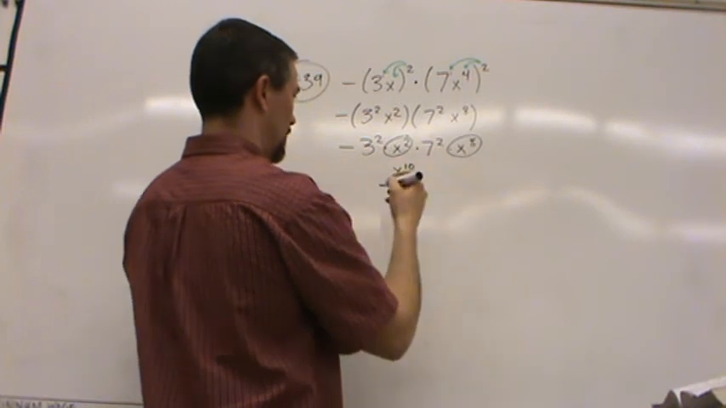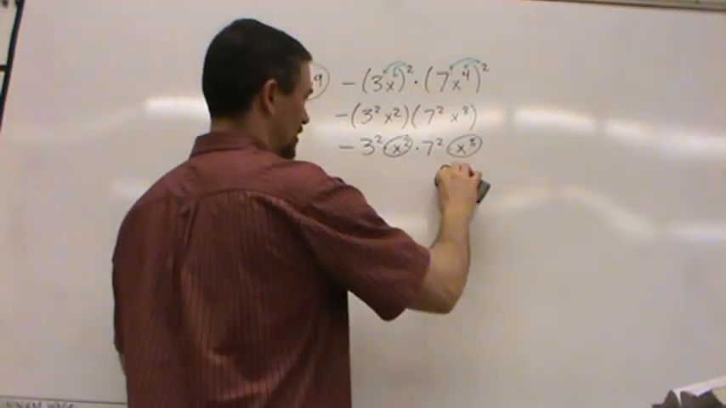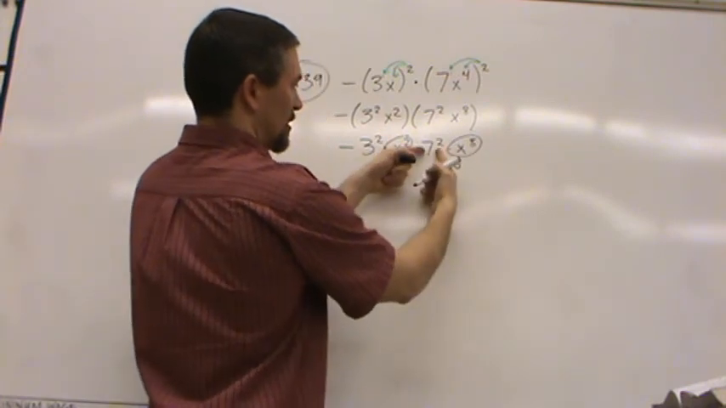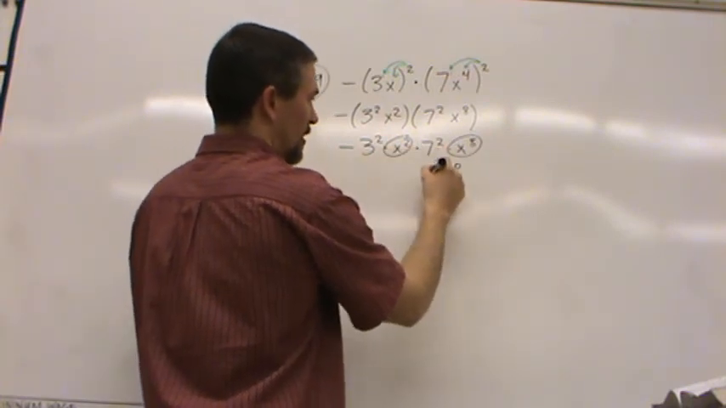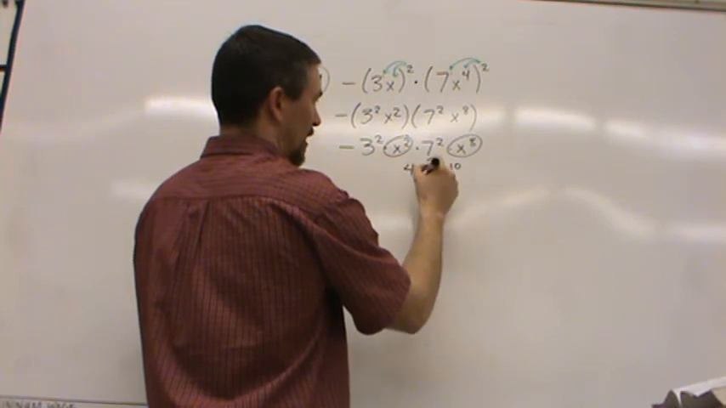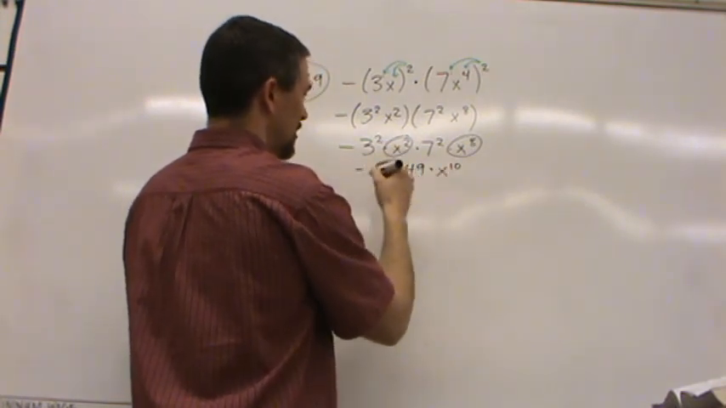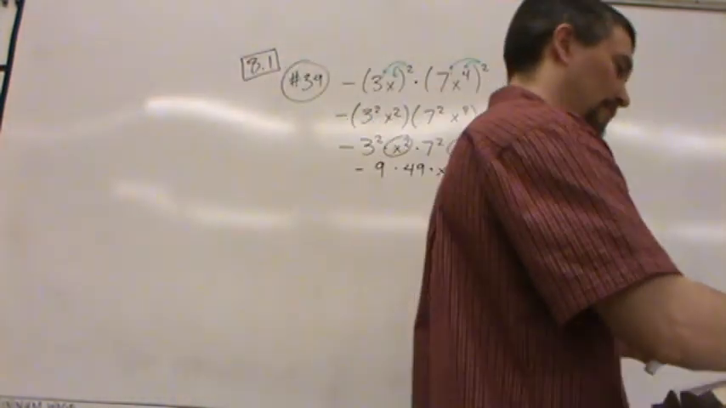So actually, I'm going to write the x to the 10th off to the right, so I can bring this 7 squared over here. And 7 squared is really 49. 3 squared is really 9. 9 times 49, what's that, 441 or something?